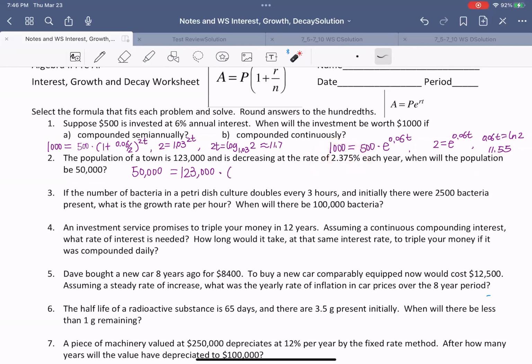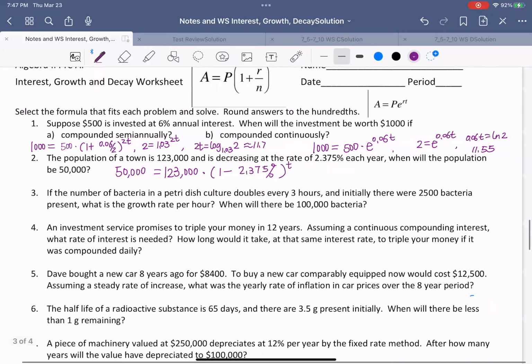This is the amount being decreased. So what's the amount being kept? 1 minus, right? Yes. 1 minus 2.375% to the power of who? To the power of 1 year, you have this amount left. After t years, you will have this to the power t, right? Yes. So now how do we solve this?